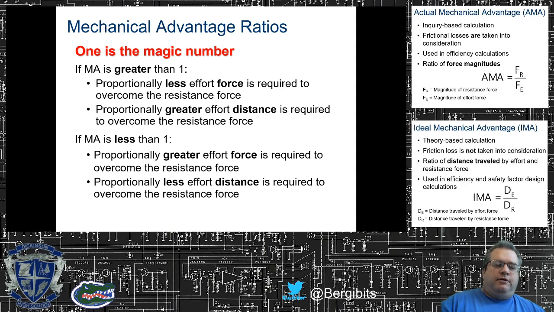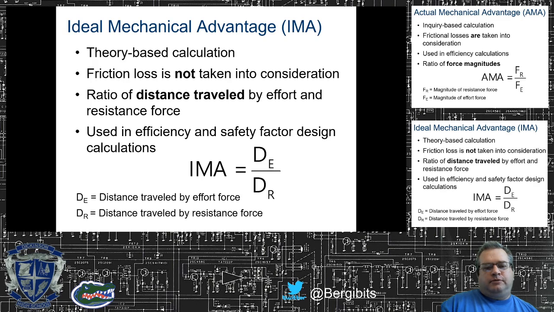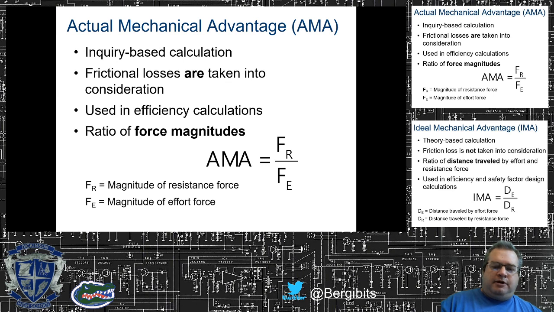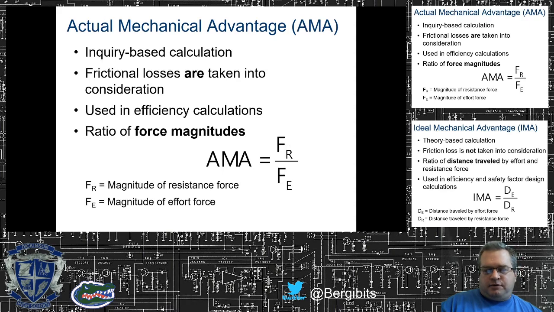All right, to recap from our last lesson, MA greater than 1 makes it easier to use, MA less than 1 makes it more difficult to use, and MA can never be less than or equal to 0. IMA deals with distance. Here's our formula, I'll keep that up on the right-hand side throughout this lesson. AMA deals with force. AMA is the one where we look at friction, and for IMA, friction is not taken into consideration.